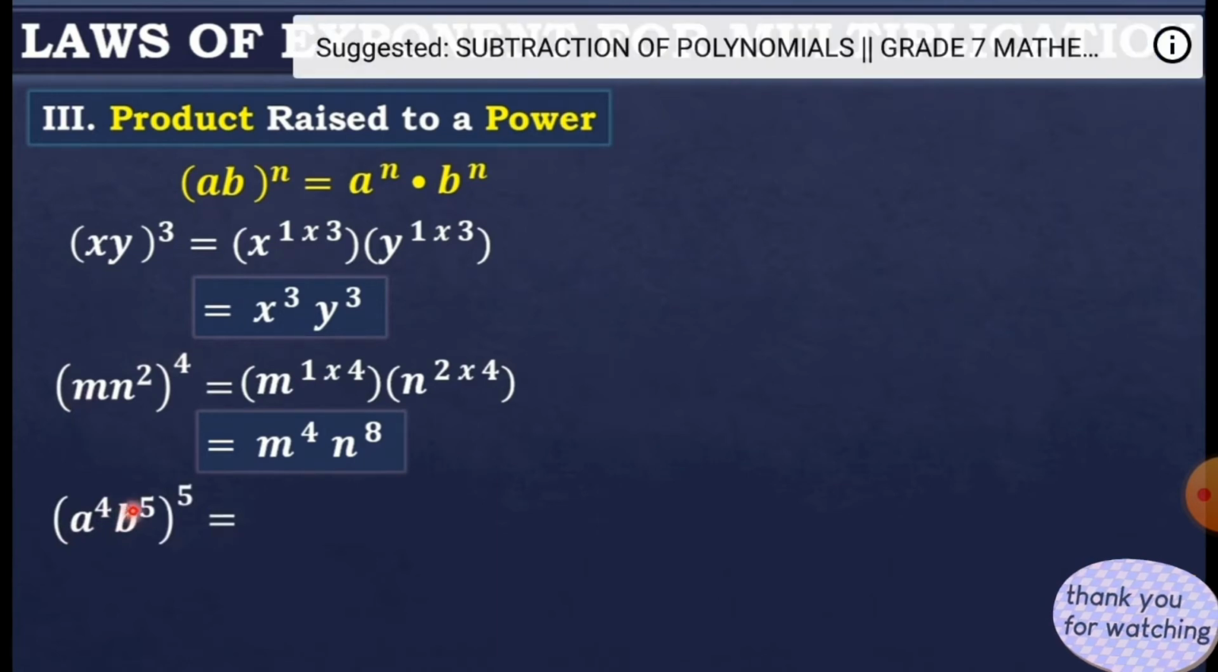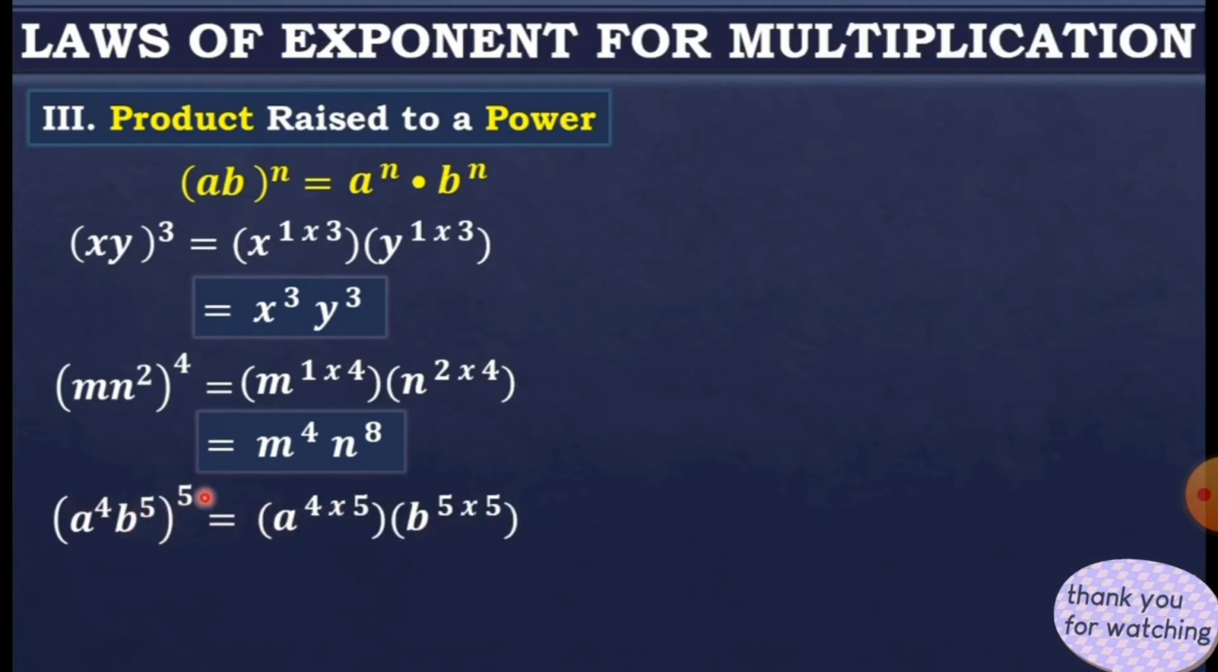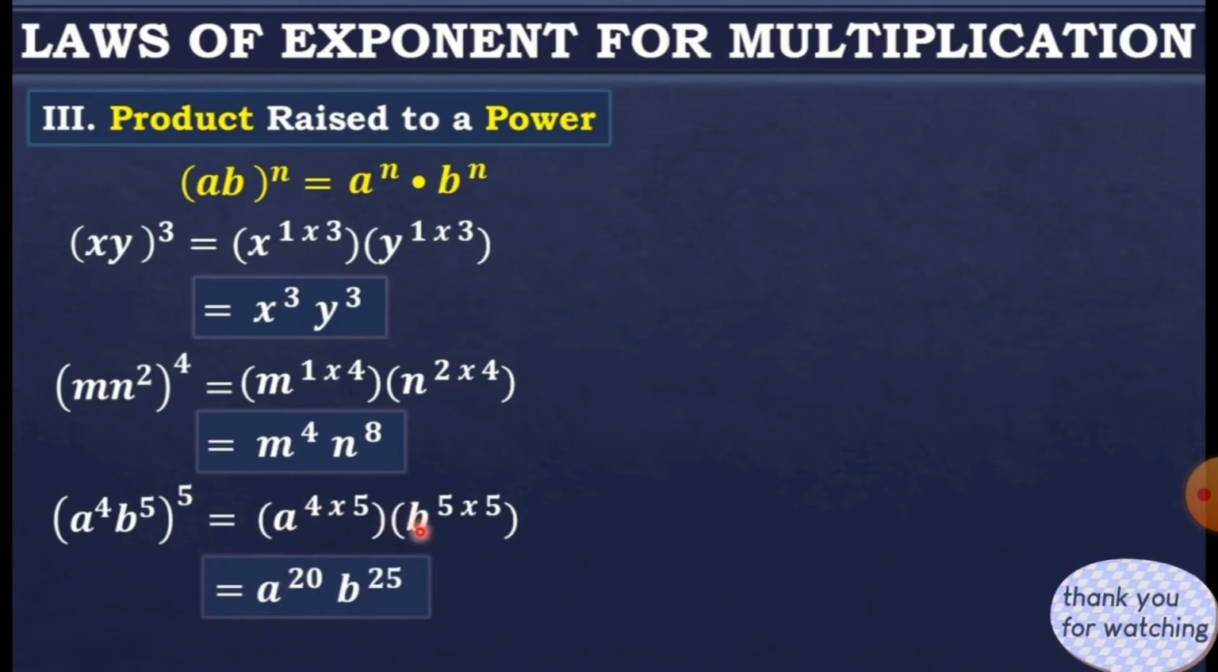Okay, next example here. A to the 4th power, b to the 5th power, raised to the power of 5. So, again, we will distribute. So, we will multiply their exponents ni A, 4 times 5, and then si B, 5 times 5. So, kaya A raised to the power of 20, B raised to the power of 25. And that's our final answer.